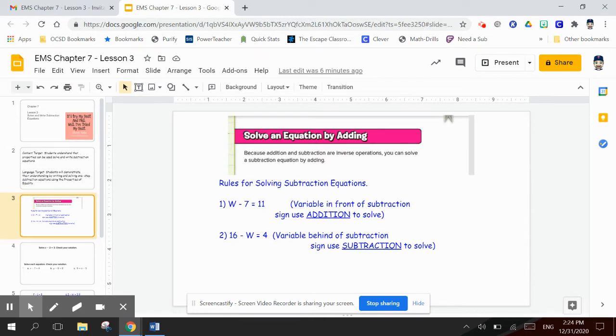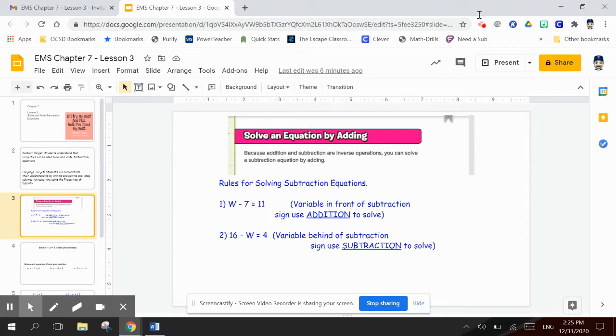Solve an equation by adding. Because addition and subtraction are inverse or opposite operations, you can solve a subtraction equation by adding, but that's only if the variable is in front of the subtraction sign. Like here in part A, for number 1, w minus 7 equals 11, the variable is in front of the subtraction sign, so we would have to use addition to solve.